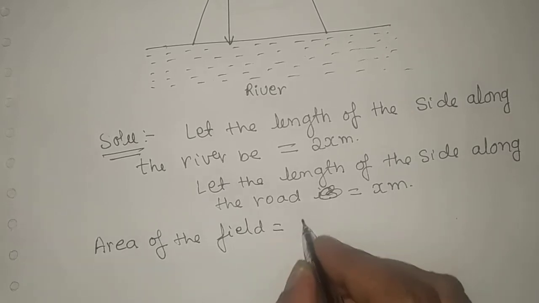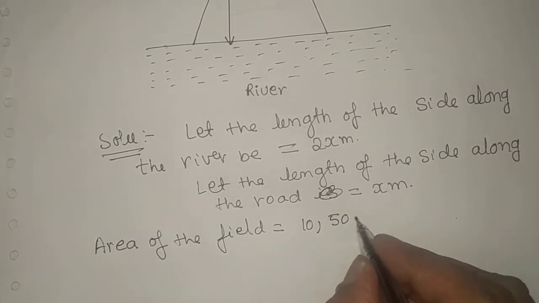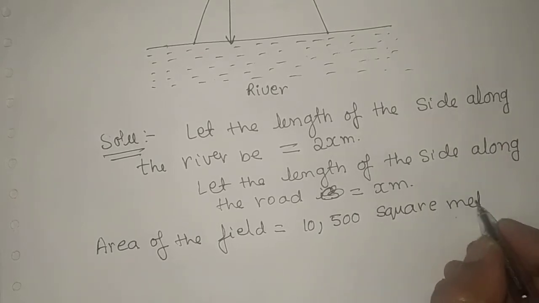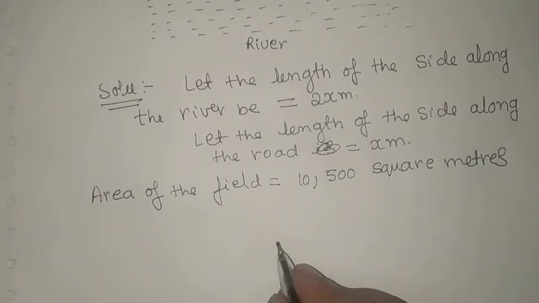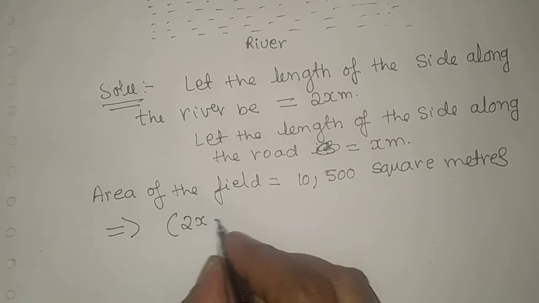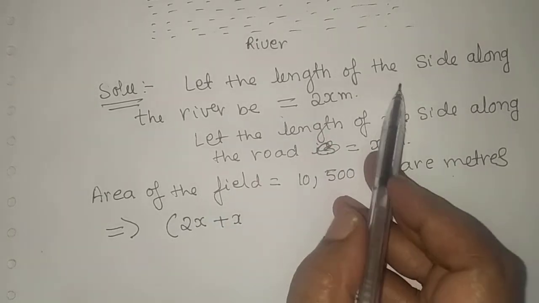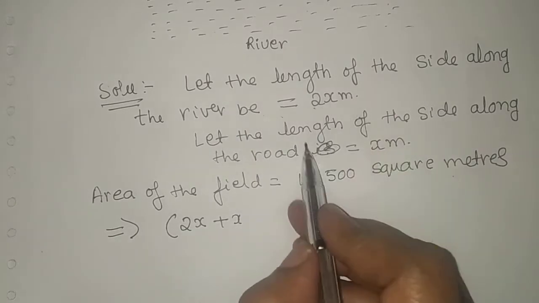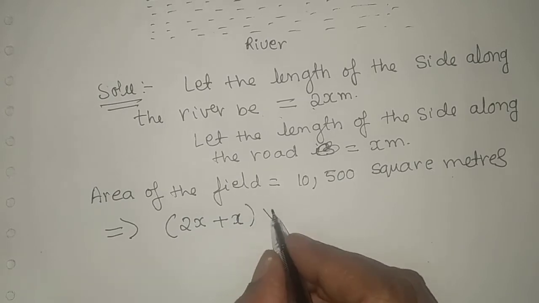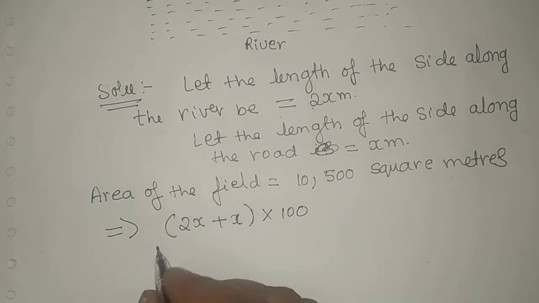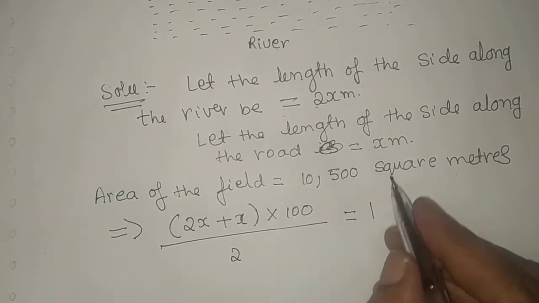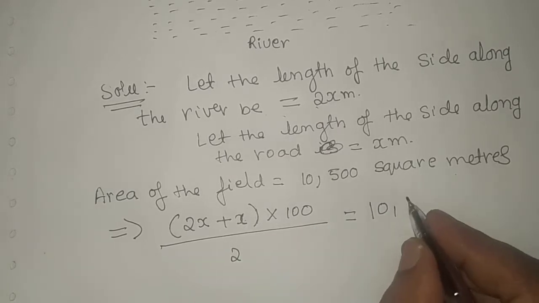Therefore next step is, the data given is area of the field is equal to 10,500 square meters. So next we have to write 2x plus x, that is the length of the side along the river and the length along the side of the road, into 100 by 2 is equal to the area. This is the formula to find the area.